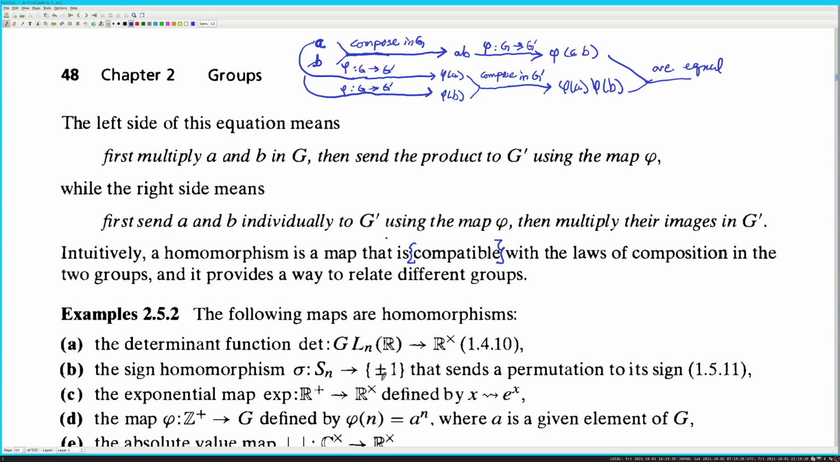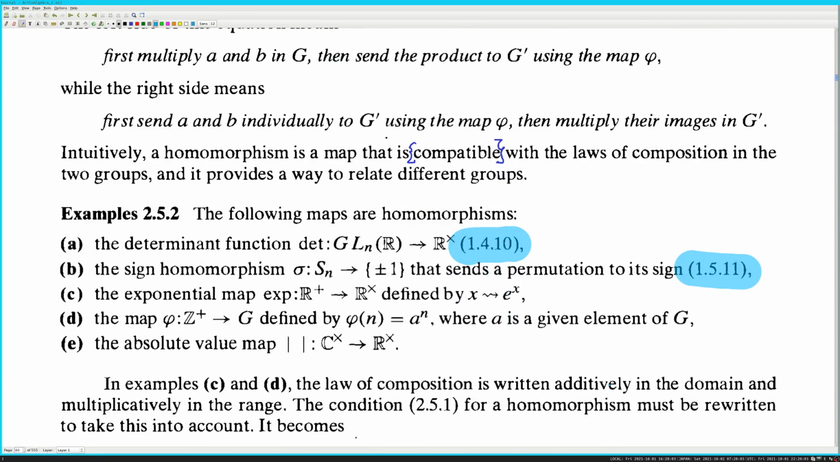The following maps are homomorphisms. The determinant function, right, so this is reflective, the fact that it's a homomorphism. 1.4.10, I should have, okay, fine. Okay, I'm going to highlight this because I missed it. The exponent, is there anything else? Okay. I'm not going to interrupt the reading just to go back and do that. But this is reflective of the fact that the determinant of A times B is equal to the determinant of A times the determinant of B.